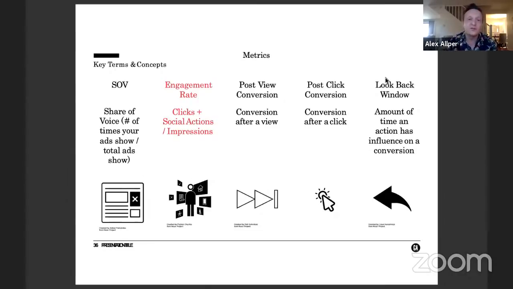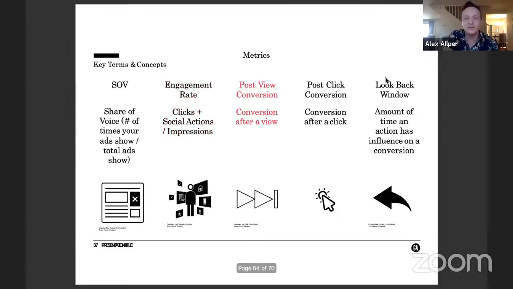Your post view conversion. So if you viewed a video, did you go from that video to make a purchase? As I'm sure all of you have watched a YouTube video where they're like, hey, subscribe, subscribe, subscribe. They want you to know, or this would be your post view conversion. If at the end of the video, did you convert? How many conversions did you get versus how many people actually watched the video? And then there's a post click conversion, which is basically the same thing. After they clicked an ad, did they actually convert?